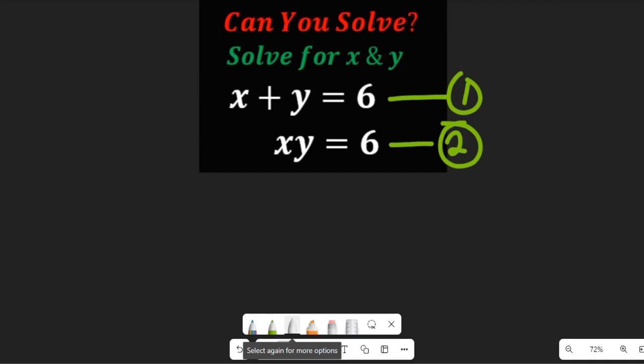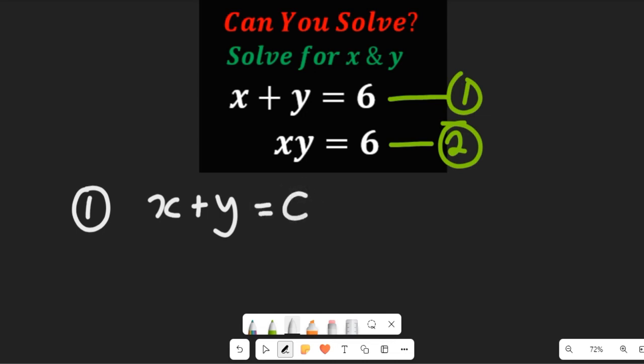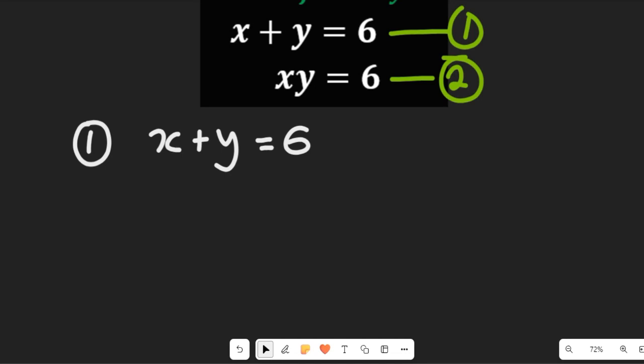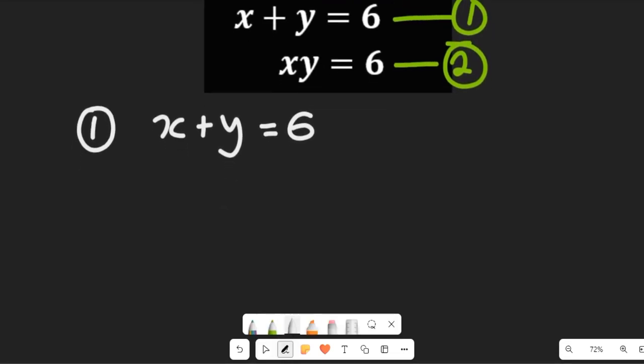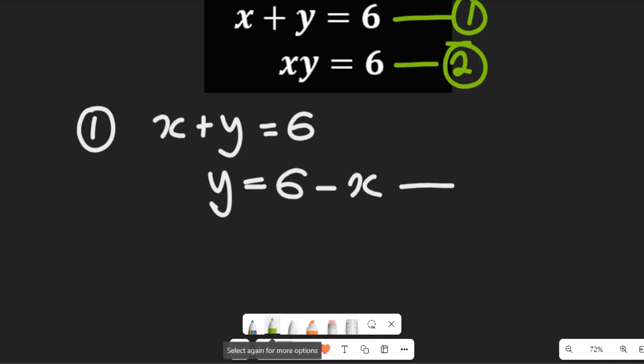From equation 1, you're going to see that x plus y is equal to 6. So, just like you solve simultaneous equations, I can easily make y the subject or make x the subject. In this instance, I'm going to make y the subject. So y will be equal to 6 minus x, right? And I'm going to consider this to be equation 3.